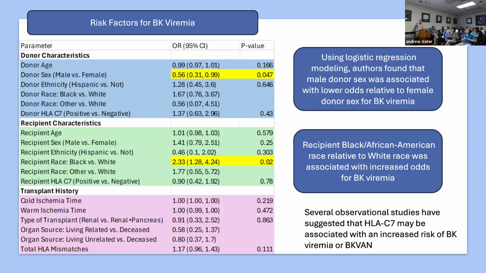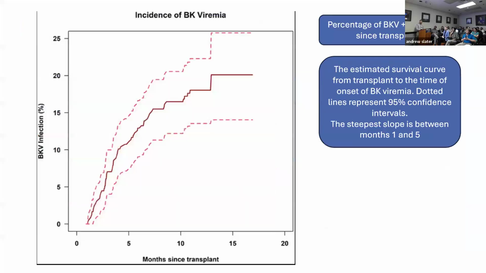HLA-C7, right? That's on there. I don't know if there's going to be questions about that, but several observational studies have suggested that HLA-C7 may be associated with an increased risk of BK viremia or BKVAN. Okay.